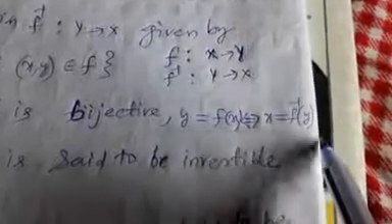That means you can say f such that x to y and f inverse such that y to x. Thus, if f is bijective, then y is equal to f of x if and only if x is equal to f inverse of y. A function f is said to be invertible if f inverse exists.